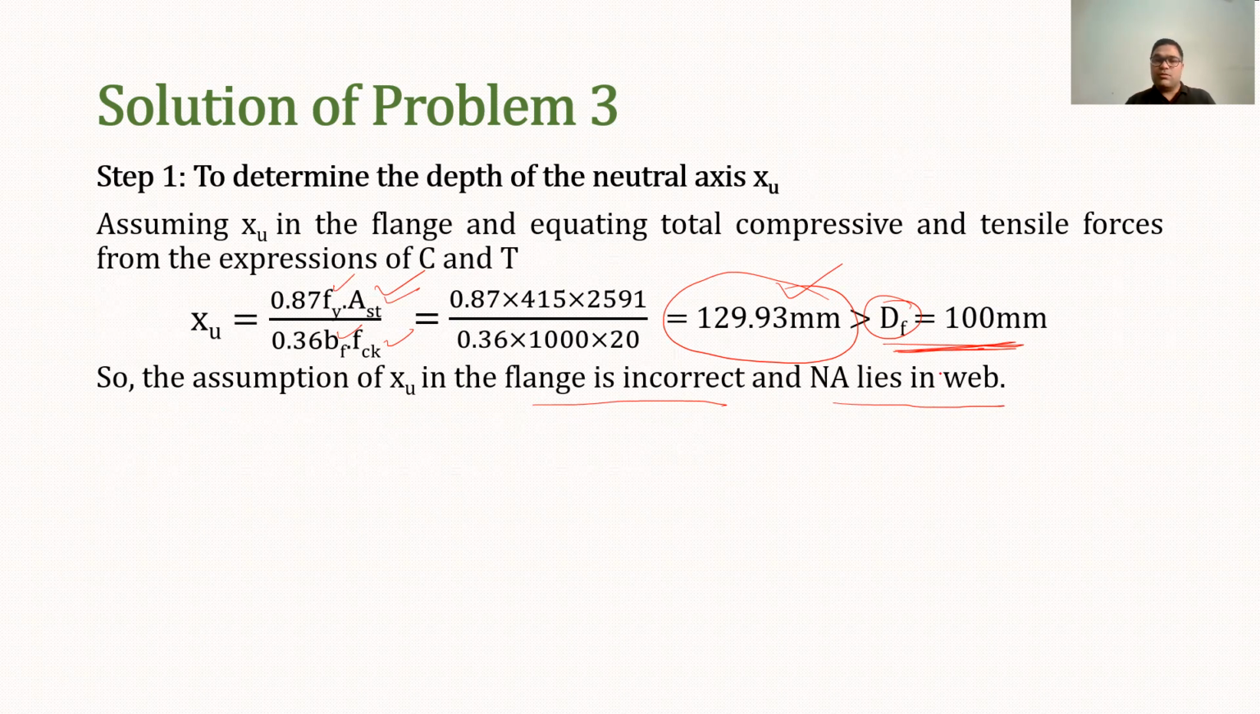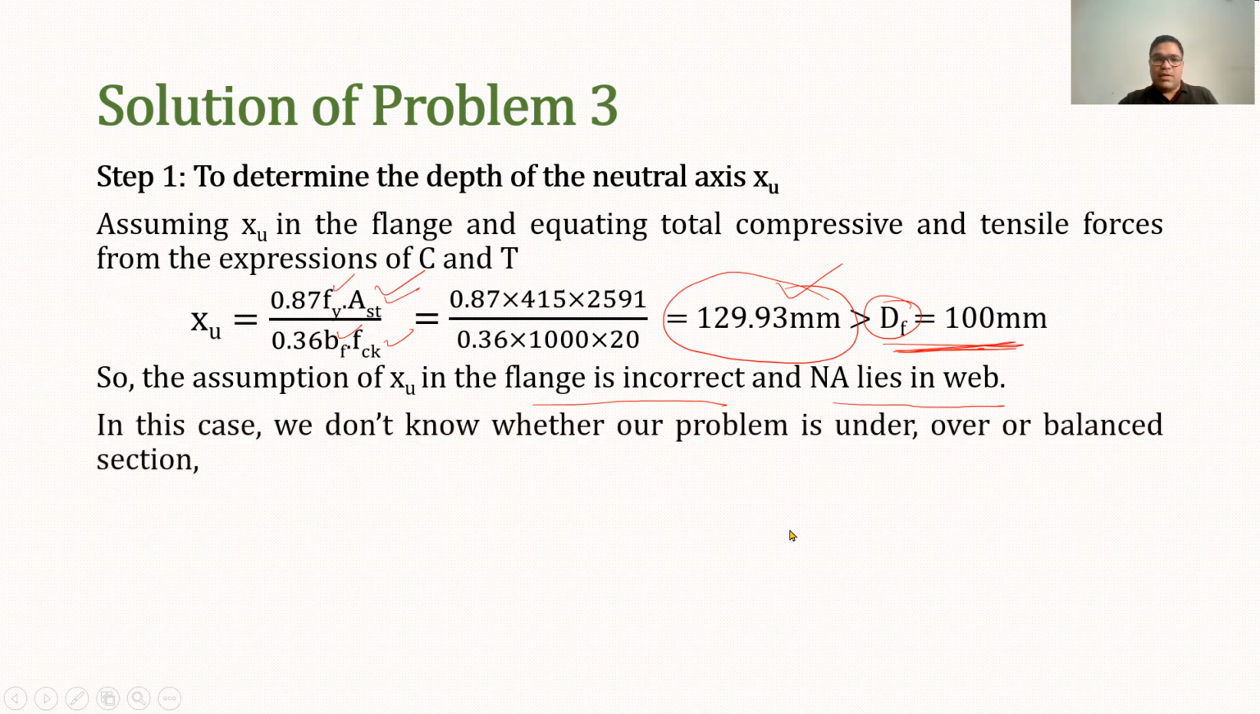Now we know that the NA will be lying in the web. We can have case 2, case 3 or case 4. Case 2 belongs to the balanced section, case 3 belongs to the underreinforced section, and case 4 belongs to the overreinforced section. So we can have any of these sections, because right now we don't know which section our problem will be. As I said, in this case, we don't know whether our problem is under, over or balanced section.